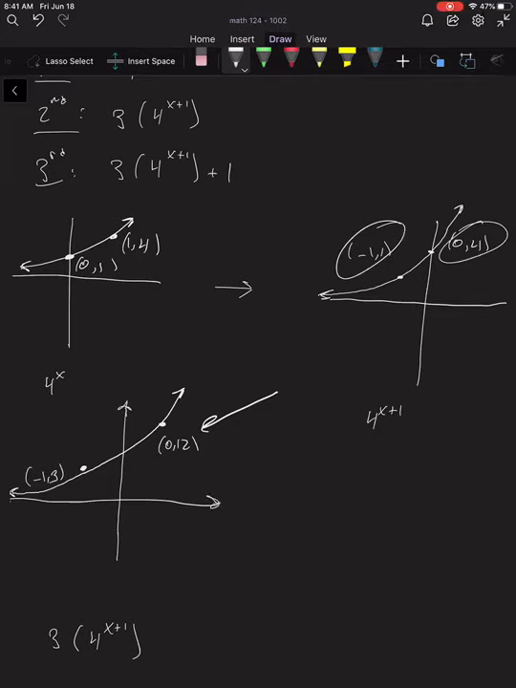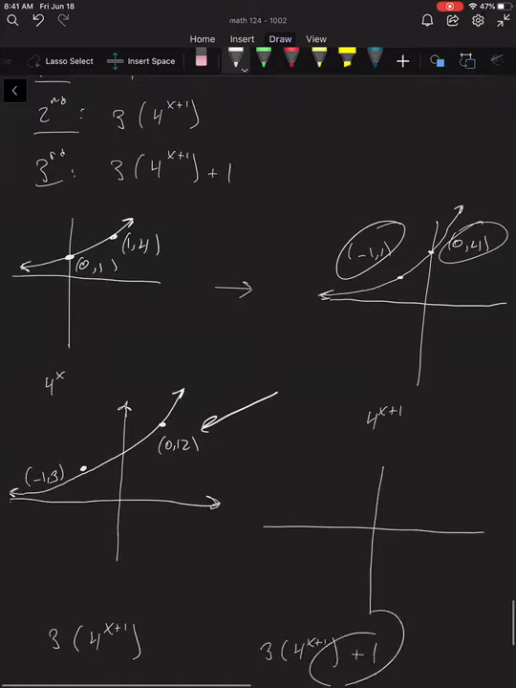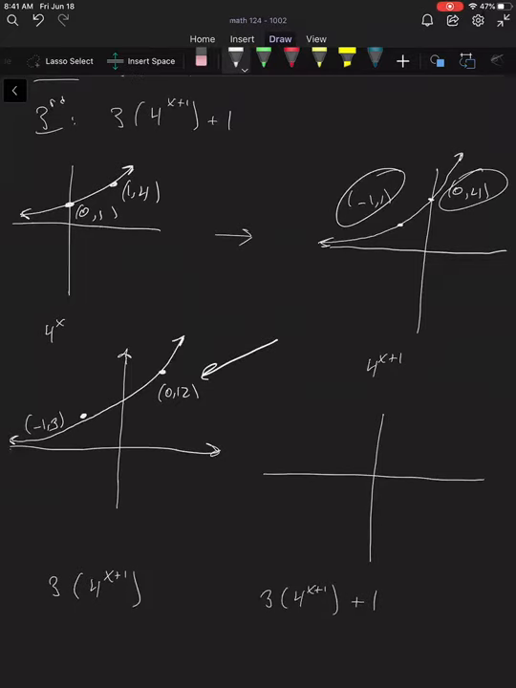And then our last one, we have the plus 1. So 3 to the x plus 1, plus 1. The plus 1 on the outside means we take all of our y values and we add 1. So now we are going to change our asymptote. Our previous asymptote is at the line y is equal to 0, the x-axis. If we add 1, everything gets moved up. So now our new asymptote is going to be on this dotted line at y is equal to 1.